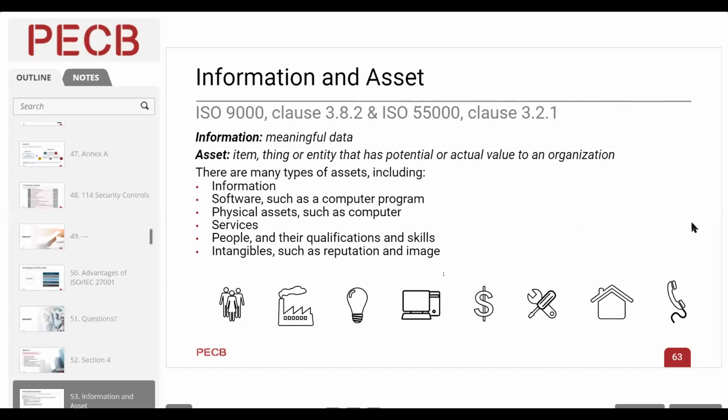Okay, information and assets. So what is information? Meaningful data.